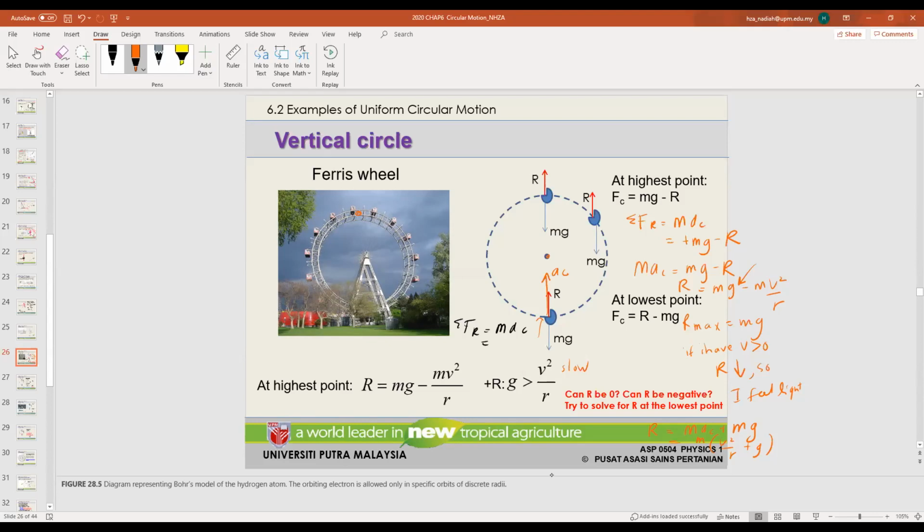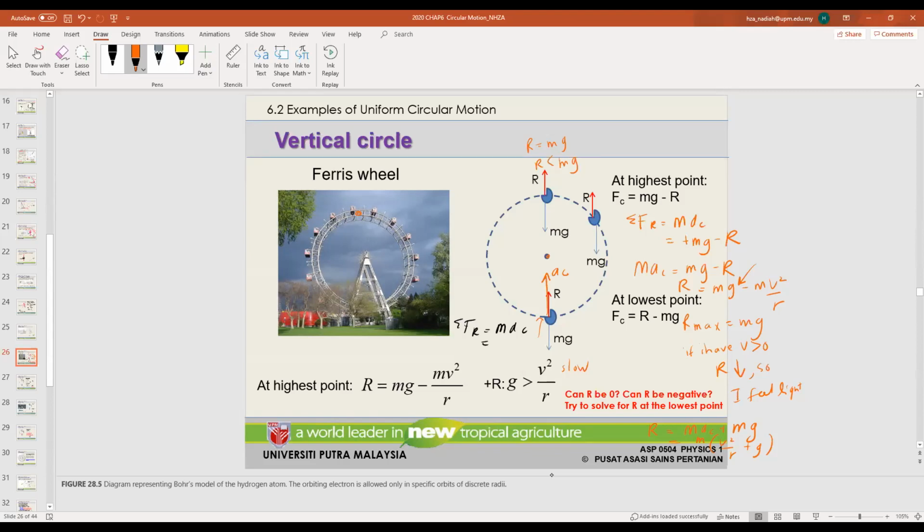Up there we feel like flying, but we're still on the seat. But down here we feel like being pressed, because our perceived weight, our R, is big. Okay, here our R is either mg or less than mg. Why? Because R equals mg minus mv squared over R. If V equals zero, my R is mg. If V has a positive value, my R is less than mg, which means I feel light. My perceived weight is lighter than my actual weight. I feel like flying, like butterflies in my stomach.